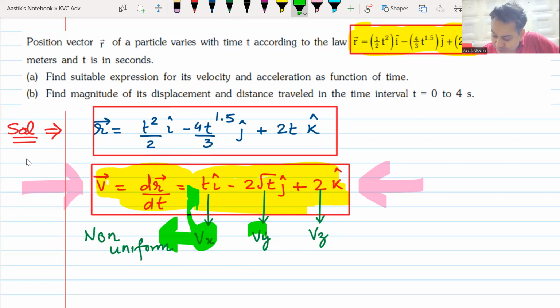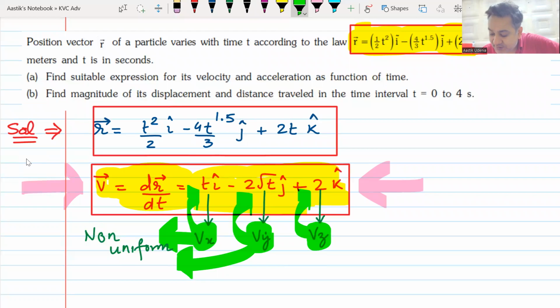Okay. What about the y component of velocity? Tell me whether it is uniform velocity in the y axis or non-uniform. Non-uniform, sir. It is also non-uniform. Now look at the z component of velocity. Is it uniform or non-uniform? It's uniform, sir. So velocity has got three components. Along x and y, the velocity is non-uniform. Along the z-axis, the velocity is uniform. Do we understand this? Please raise your hands.